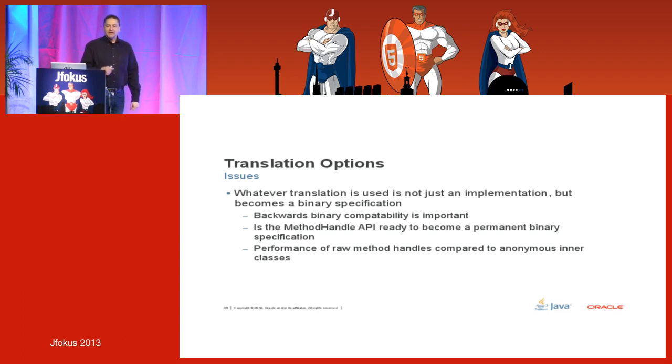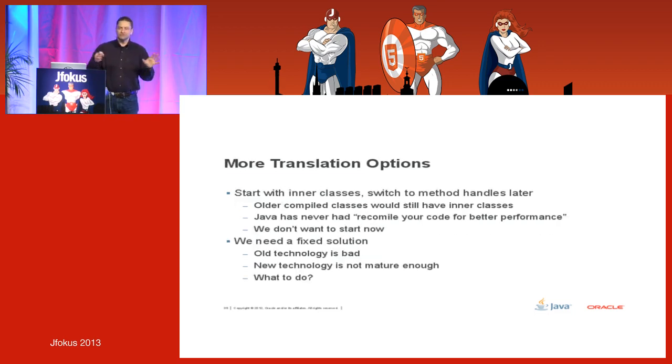Is the method handle API ready to become a permanent part of the binary specification? Well, chances are it still needs a bit of work, so maybe we can improve performance on that, and things are not quite ready for that. So performance of raw method handles compared to anonymous inner classes, is it better? Is it worse? Still not quite sure on that one. So translation options, how about if we start with an inner class and then switch to method handles later? Okay, well that's where we get the problem of older compiled classes still having the inner class implementation, so we're not able to take advantage of performance improvements and so on.